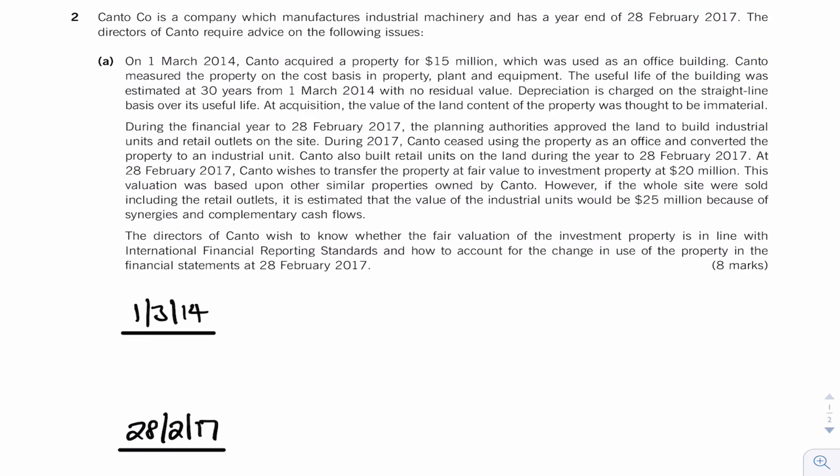All right, let's have a look at this question then. It says, on the 1st of March 2014, this company acquired a property for 15 million, which was used as an office building. So, 15 million acquired. So far, so good.